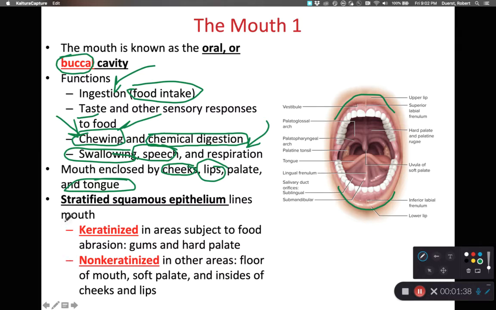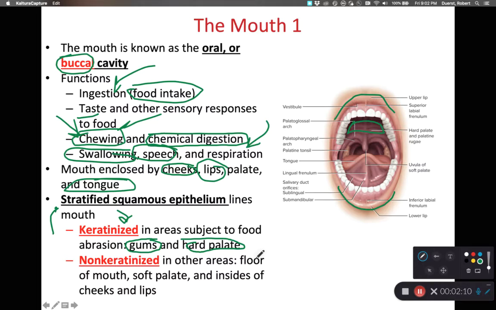As we look at our mouth, it has two kinds of tissue that line it. We have a stratified squamous epithelium. The keratinized stratified squamous epithelium is present in the part of the mouth that has a lot of abrasion. So we have keratinized stratified squamous epithelium at the gums, also known as the gingiva. And we also are going to have keratinized stratified squamous epithelium at the hard palate. The hard palate is right up here, and it's going to have bone directly superior to it.